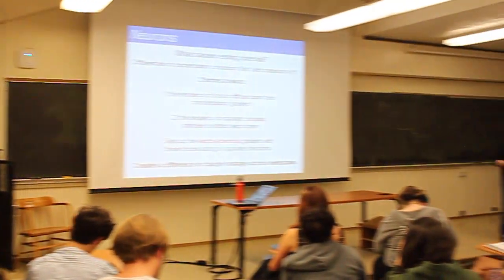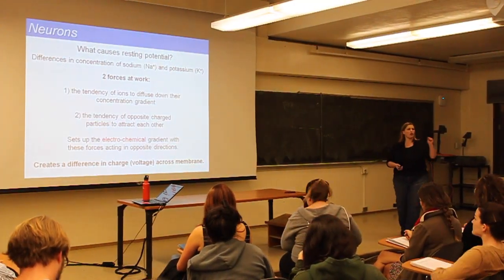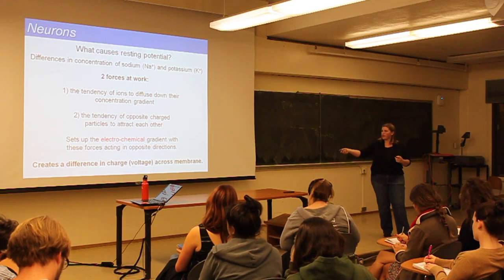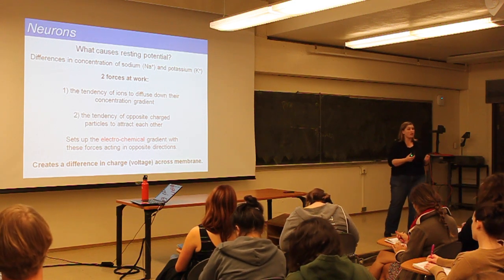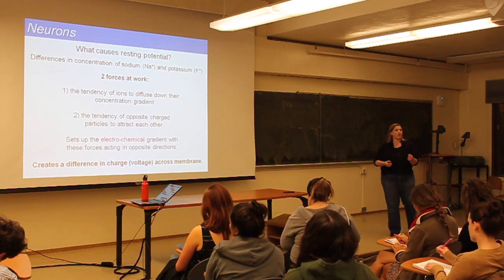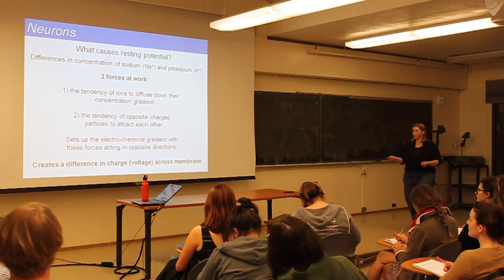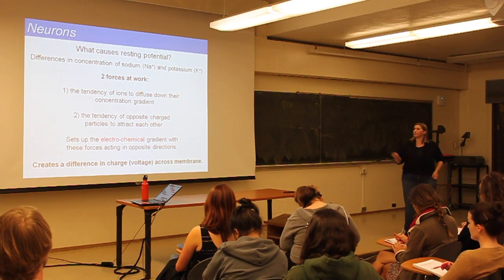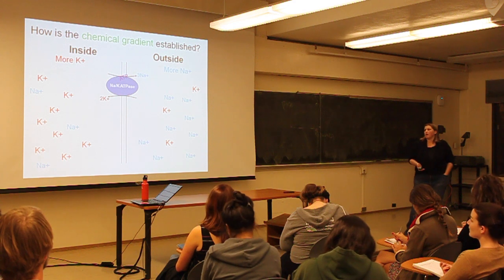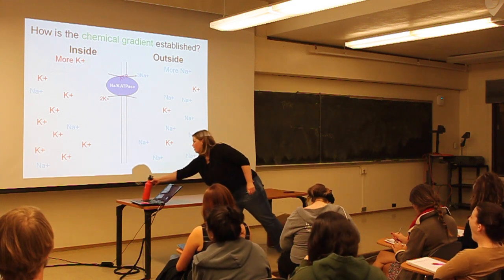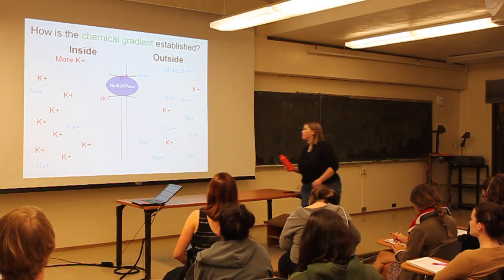Okay, so as a result of these two forces, we set up this thing called the electrochemical gradient, okay? Because we have an electrical force, with opposite charged particles attracting each other, and we also have a chemical gradient that is the result of ions flowing down the concentration gradient. Okay, we're going to walk through this in a minute. So these two forces are acting in opposite directions, and they're going to set up this resting potential in our neuron. Okay, now this is the fancy PowerPoint. So we can walk through this a couple times if you want, but hopefully this will help us understand what's going on.